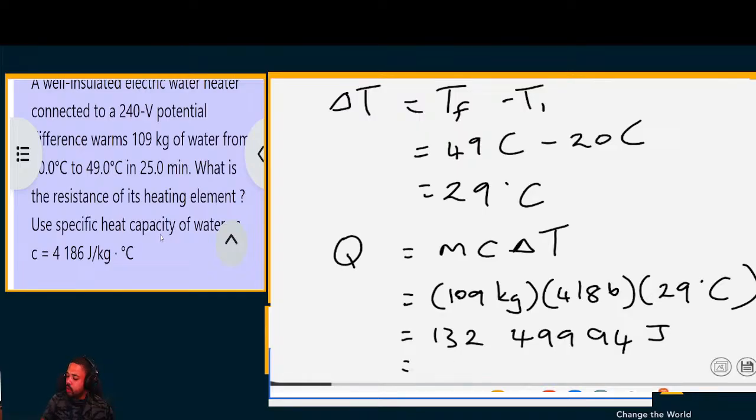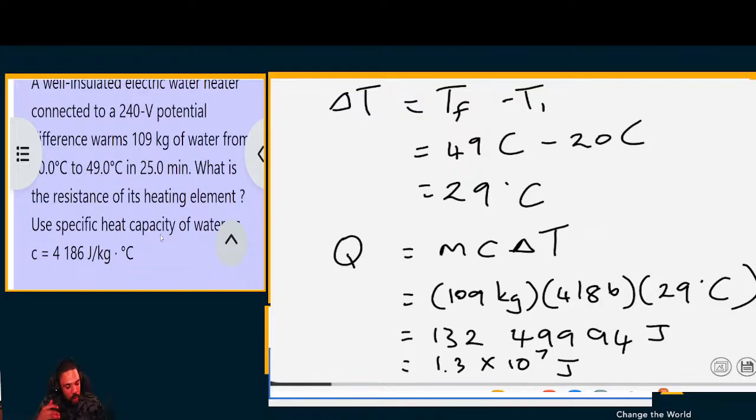Or you can just say 1.3 times 10 to the 7 joules, right? If you want to write it that way. So now we have the amount of energy that the element produced. This is the amount of energy that the heating element produced.